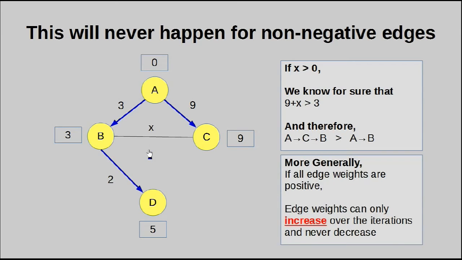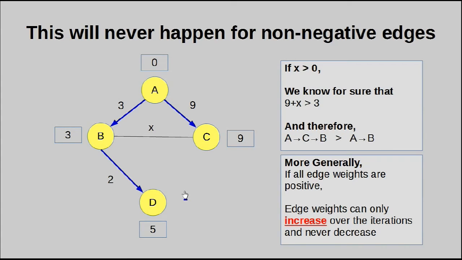To put this in general terms, if all the edge weights are non-negative, then as you move forward, the distances can only increase. They'll never decrease, and as a result, we'll never encounter a situation like we had just now, where this edge suddenly becomes better.